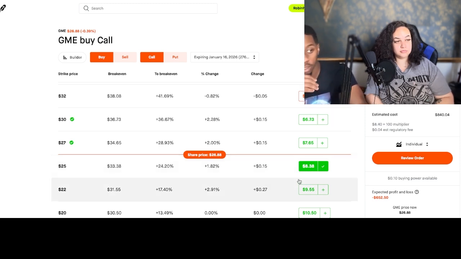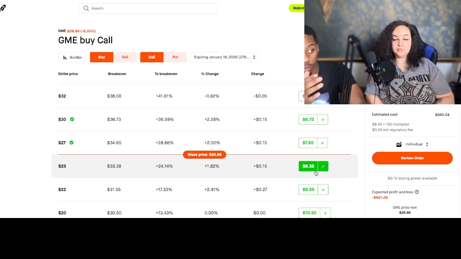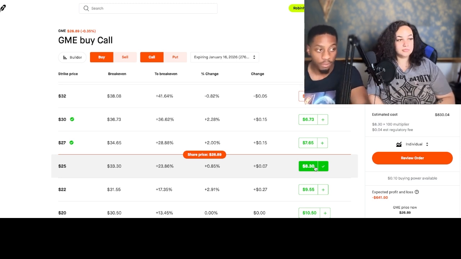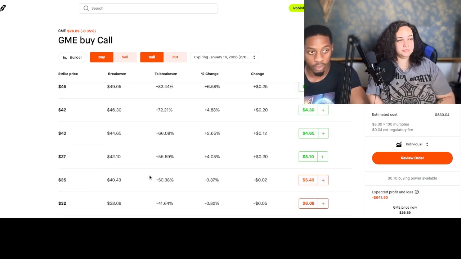As the stock price starts to fluctuate, the option price is going to change. So we might see GameStop's premium right now be $838, but then in the next few minutes, if GameStop starts to rise, this contract will be worth more. It might be $900. It might start being worth $1,000. But the best time to get an option is whenever the stock's low.